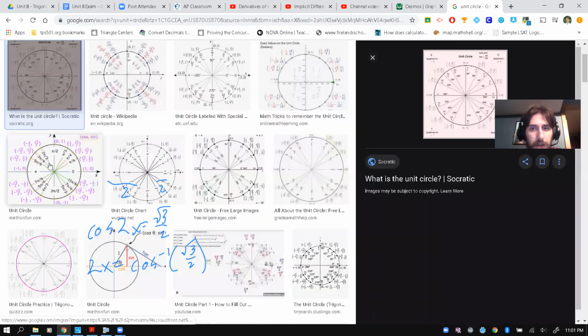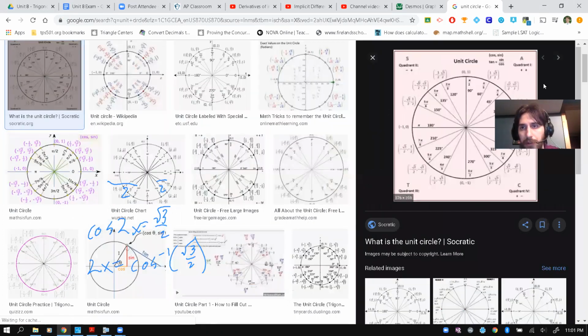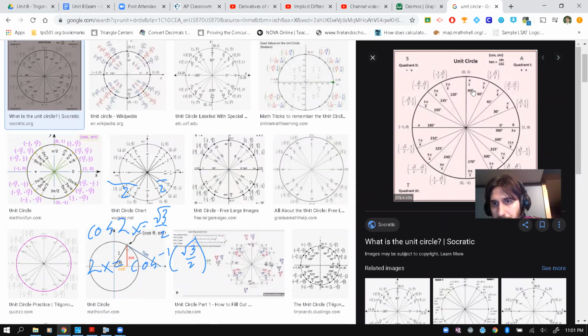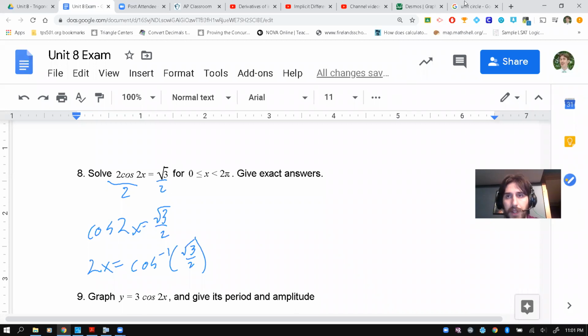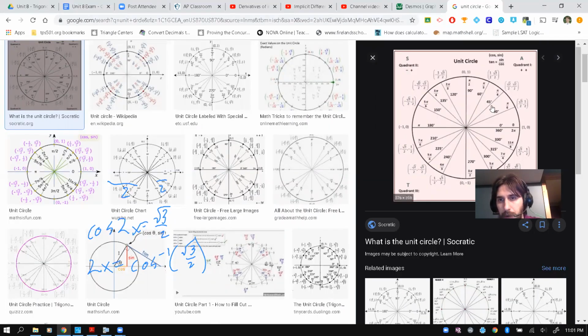But really, if you know your special right triangles, that's all this is, right? At 30, 45, and 60, those are your 30-60-90 triangles and your 45-45-90 triangles, and their ratios between their sides. So for this one, we're asked to find where the cosine inverse is the square root of 3 over 2. So what angle gives us a square root of 3 over 2 for our x? Because it's cosine, that would be at pi over 6.